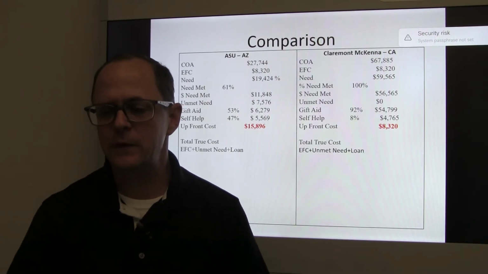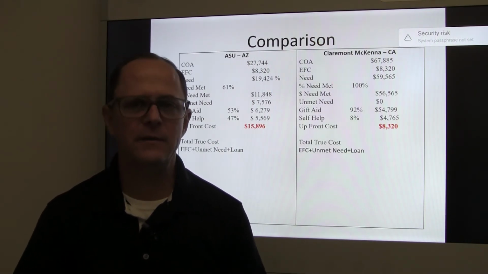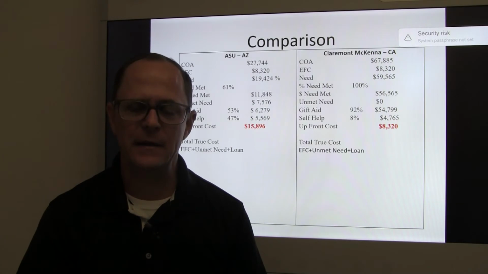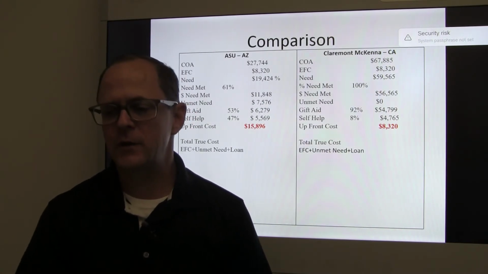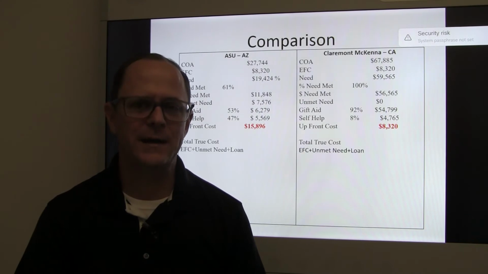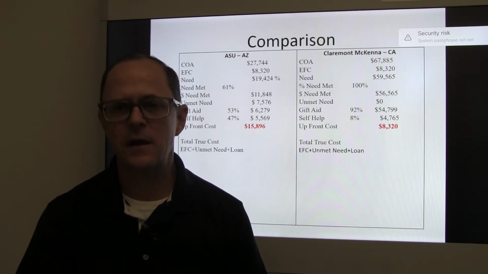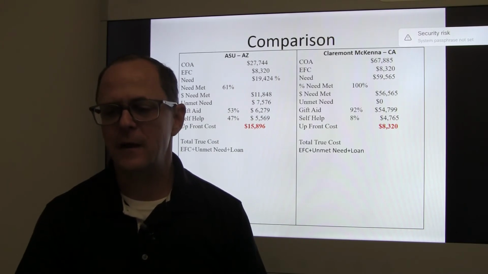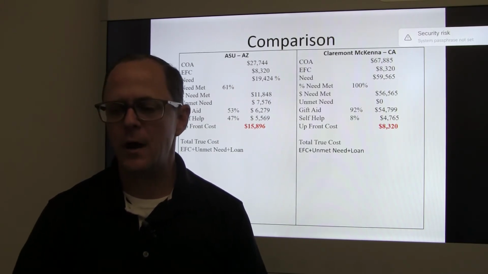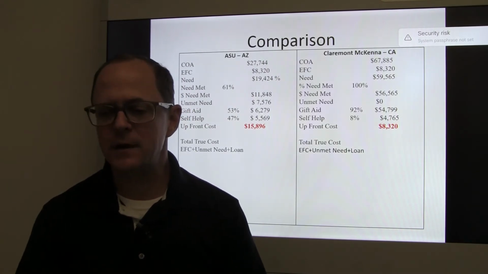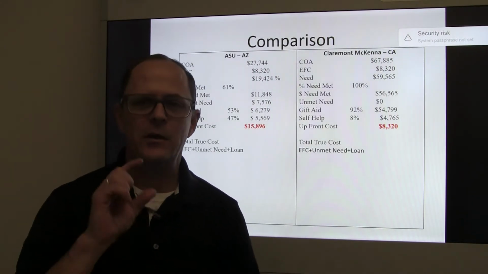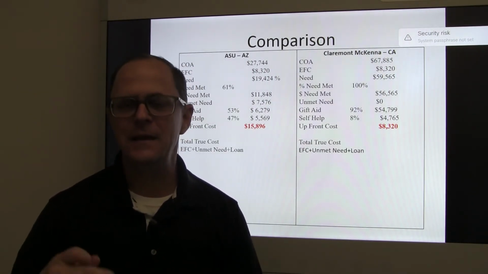So they're going to give the student $59,565 in aid. What's the split on it? It's 92% gift aid and 8% self-help. So they're going to give this student $5,479 in the form of scholarship or grant and $4,765 in the form of self-help, loan or work study, or a combination of those two things for an upfront cost of $8,320. How did I get that $8,300? It's our EFC plus the unmet need equals that amount.